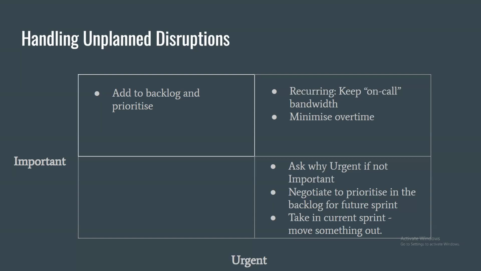Last point, something is not important and it is not urgent. What should we do for that? Any suggestions, any ideas? I'm a product owner. I'm getting a feature request, but it is not important. It is not an urgent thing. What should we do with this? Just drop it. If it is not important, if it's not urgent, don't spend time worrying about it.